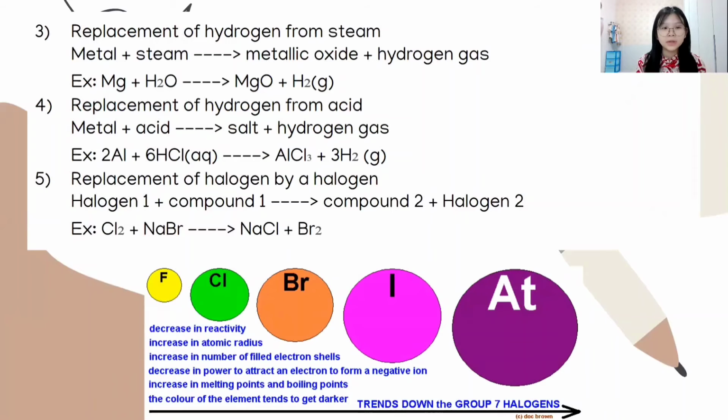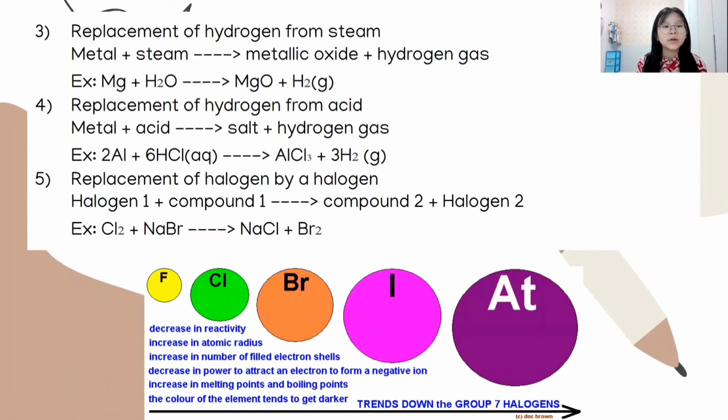Third, replacement of hydrogen from steam, with the general equation: metal when reacts with steam yields metallic oxide and hydrogen gas. The example is magnesium when reacts with water yields magnesium oxide and hydrogen gas.